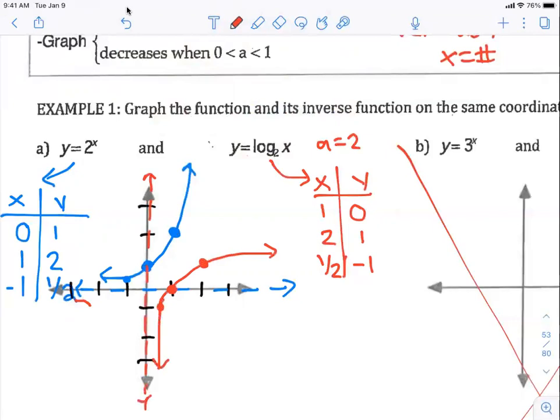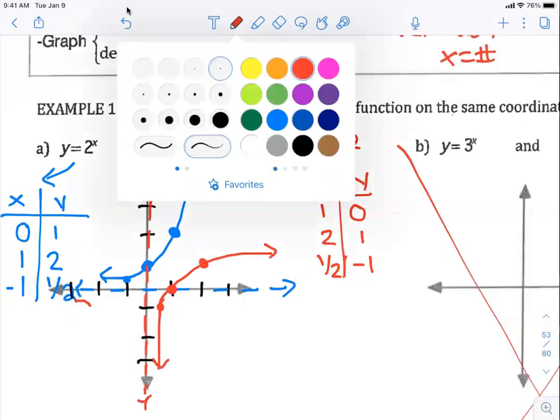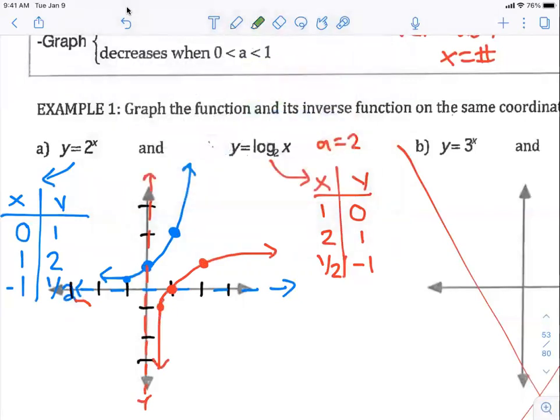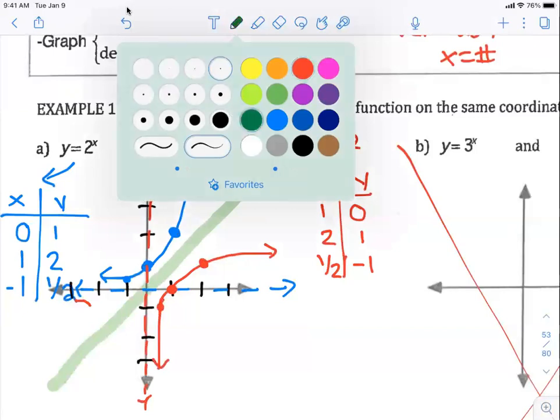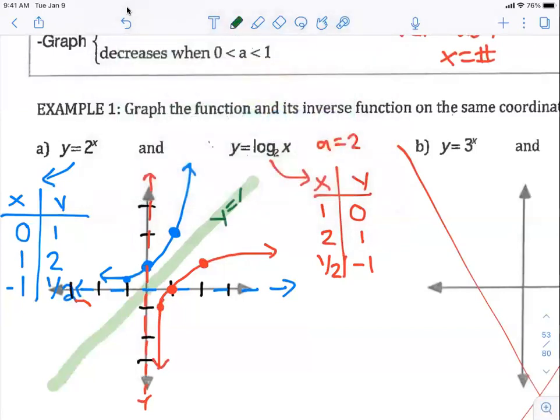You should notice, because we've talked about when you have an inverse, that it reflects on the y equals x line. So notice that it does. There's its mirror image. This is y equals x, and it reflects over it.